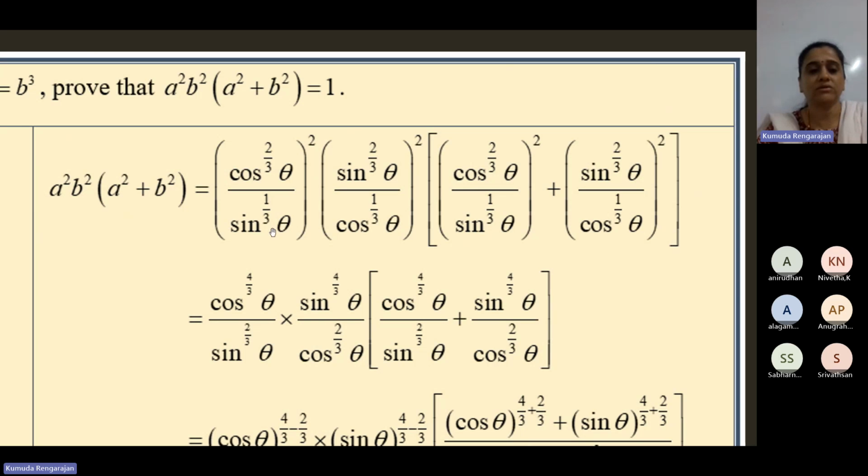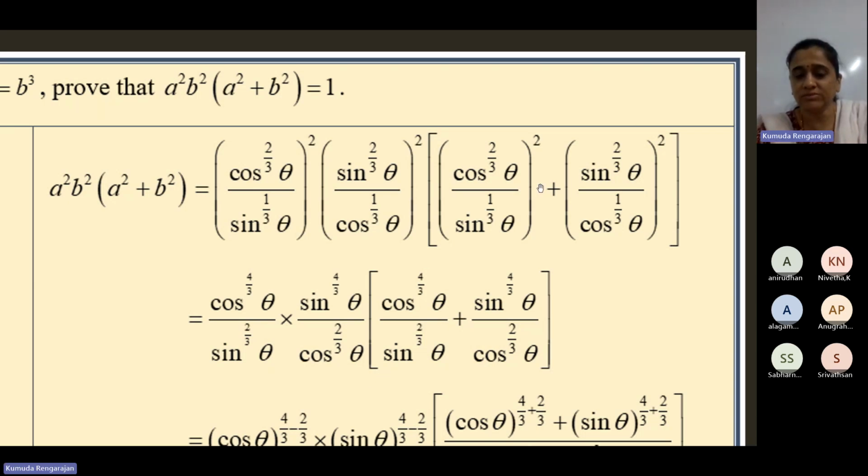All right? Substitution. Okay, now, again, laws of exponents. Multiply the powers, this into this. So 2 by 3 into 2, 4 by 3. 1 by 3 into 2, 2 by 3. Is it visible to both of you? Yeah. 2 by 3 into 2, 4 by 3. 1 by 3 into 2, 2 by 3. Okay. Same thing here. 2 by 3 into 2, 4 by 3. 1 by 3 into 2, 2 by 3. Same thing, 4 by 3, 2 by 3.